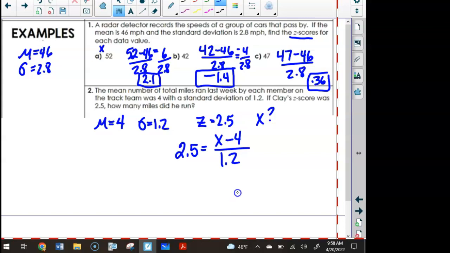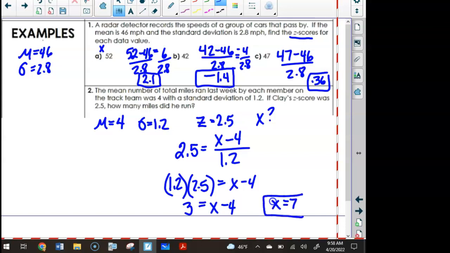Ben, what are you doing first? Okay, multiply, so we'd have 1.2 times 2.5. What did you get there, Ben? This came out 3? Is that exactly 3? Yep. Okay. My brain was not processing that. So then if we add 4 over there, we get 7. Okay, so he ran 7 miles.